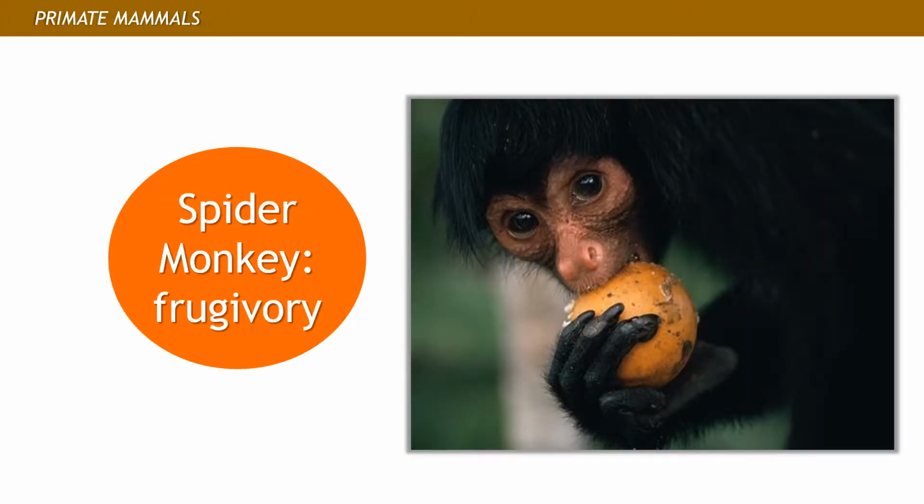Spider monkeys engage in frugivory. So those front incisors help to break open the skin of the fruit, and then they just pull the fruit into the mouth, and the back teeth pulp up the fruit so that it's juiced and they can swallow it down easily.